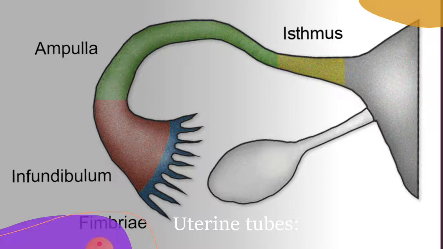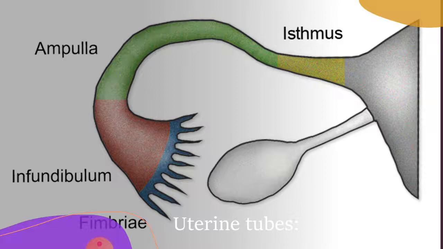Then comes the smooth muscle layer that will definitely contract to assist the ovum with the transportation, and it not only will transport the ovum, but it will transport the sperm as well. So that's all for the uterine tubes.